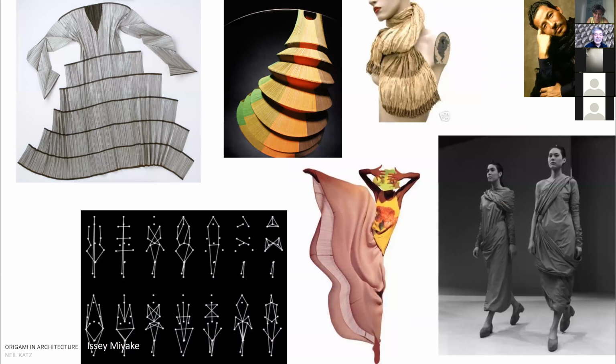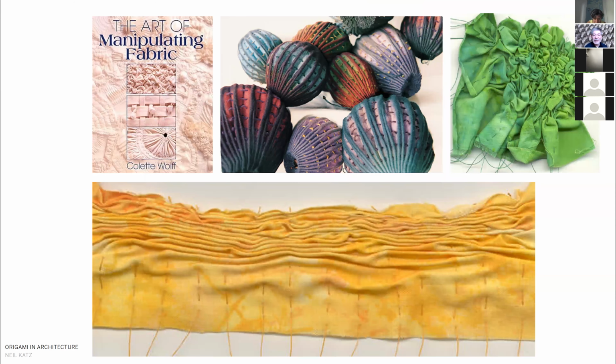Issey Miyake is a Japanese fashion designer who explored using pleating and origami in his fashion designs very extensively. I found this book by accident many years ago called The Art of Manipulating Fabric. Fabric is different from paper, and it's usually much more flimsy, so it's hard to create a traditional origami form using a sheet of fabric. But there are still so many things that you can do that are related to origami using fabric, how you can take a flat sheet of fabric material and create these very beautiful and interesting and useful results.